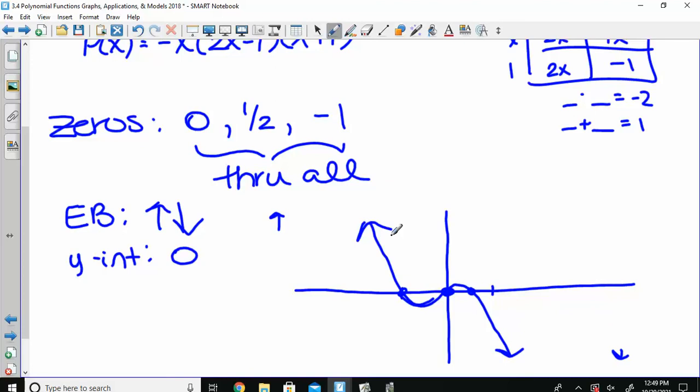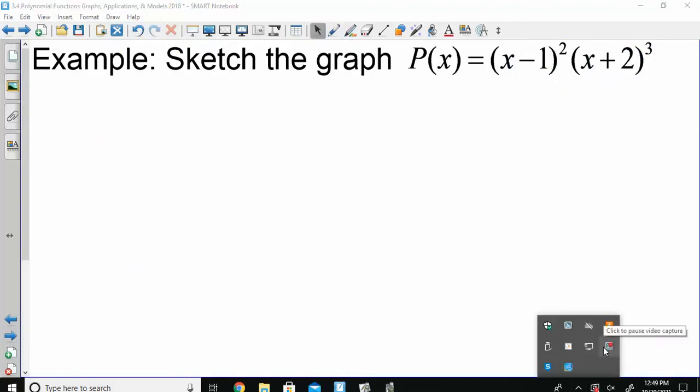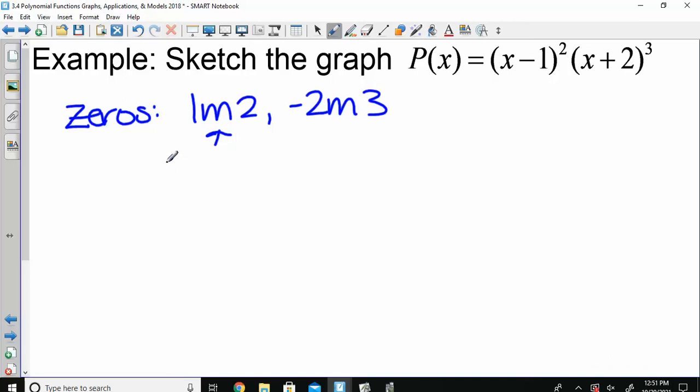The next one, I would like for you guys to try it on your own. At least list out all the information for me. If you don't know what to do with the graph, at least get the information. What are my zeros? Okay, so this one, even multiplicity, so it will bounce. This one, odd multiplicity, so it will go through.